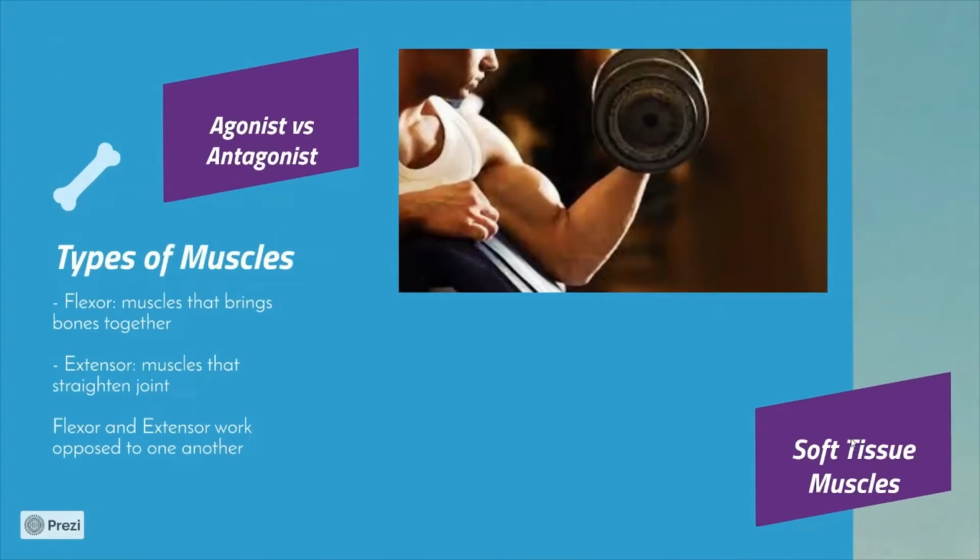Types of muscles. Flexor muscles are muscles that bring bones together. Extensor muscles are muscles that straighten a joint. Flexors and extensors work opposed to one another. When you're lifting a weight, the bicep contracts and the tricep extends. This is called co-contraction because both the flexor and the extensor are working together.